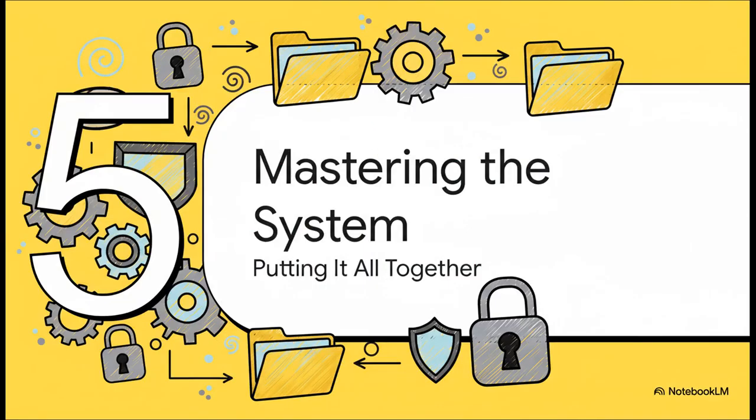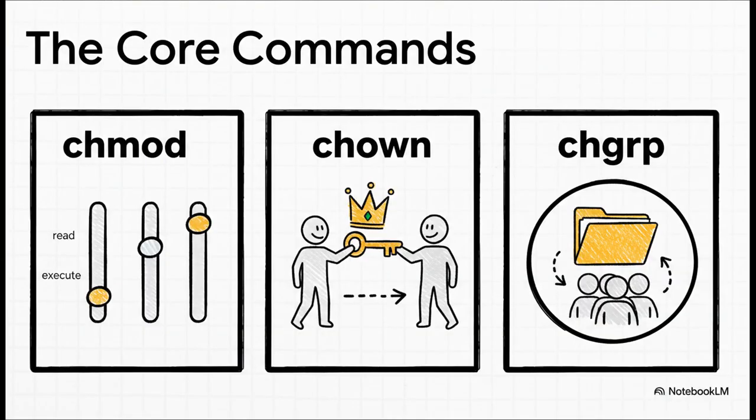So let's bring all this together. You now have the fundamental tools not just for managing a few files here and there, but for structuring and securing your entire Linux environment. So to recap, it all really boils down to three key commands. You've got chmod to set the rules, chown to assign the owner, and chgrp to assign the group. Master these three, and you've really mastered the core of Linux file management.